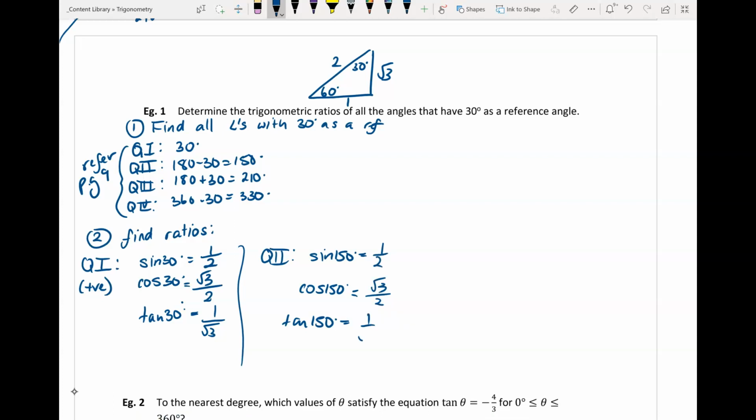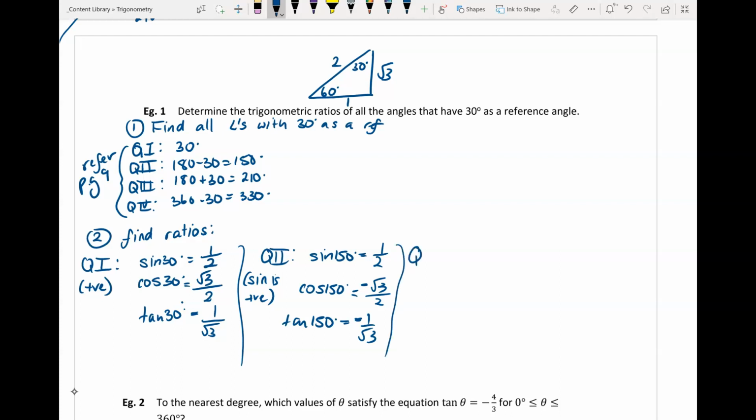but the only thing that changes is its sign. Because for quadrant 2, this is where sine is positive, which means that cos is negative here, and so is tan. So we're just going to put a negative in front of the cos 150 and a negative in front of the tan for the tan 150.